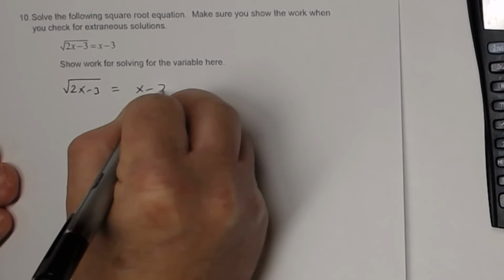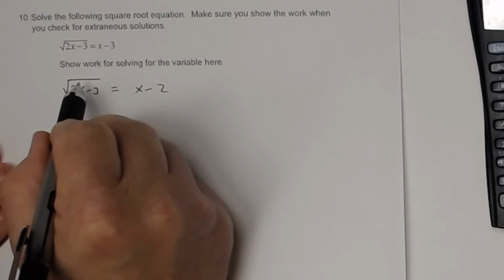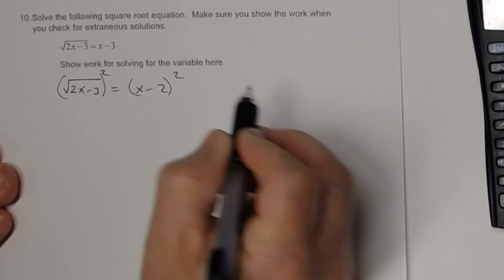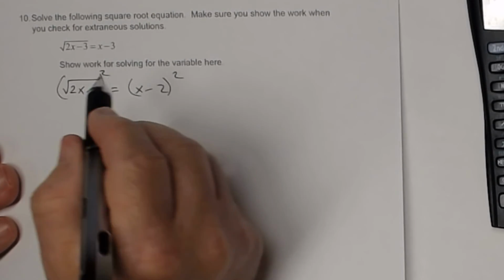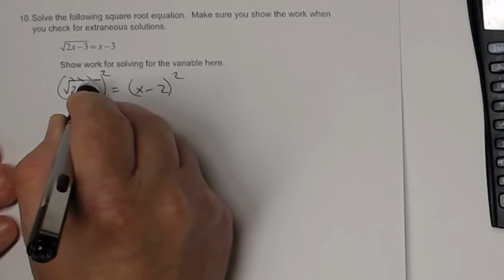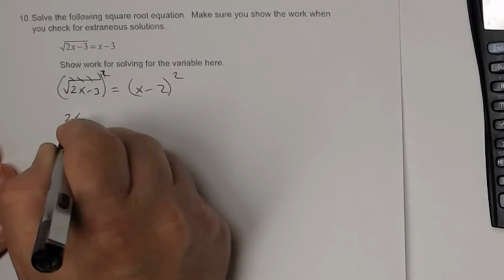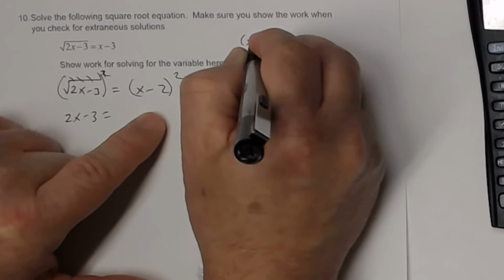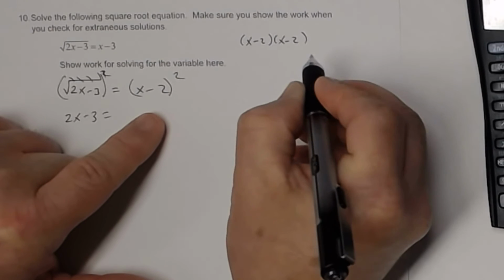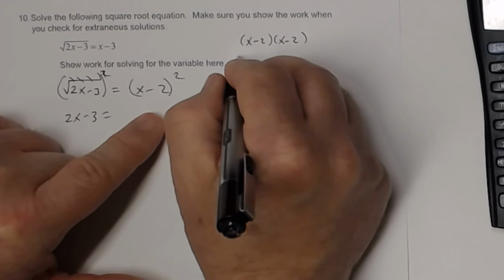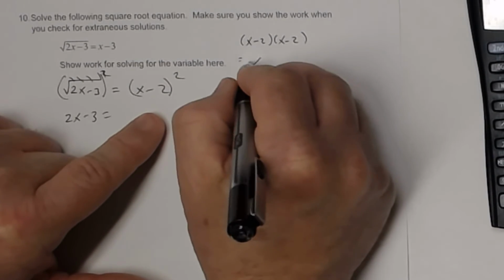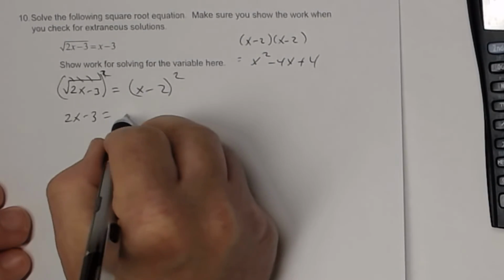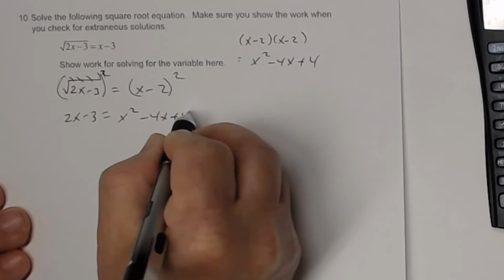So whenever it's already by itself, this is what you're going to do. I just rewrote this over. To get rid of this square root symbol, the opposite of square rooting is squaring. So you're going to square both sides. Now the square and the square root function undo each other. So you get 2x minus 3 is equal to, and then we have to figure out what x minus 2 squared is, right? So x minus 2 times itself. When you FOIL that out, it will be x squared minus 4x plus 4. So that's going to go here.